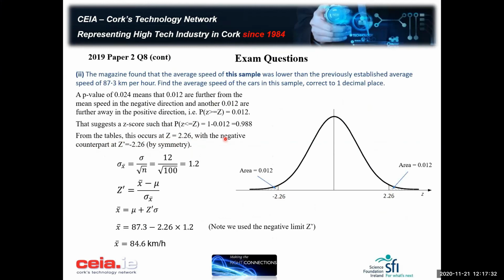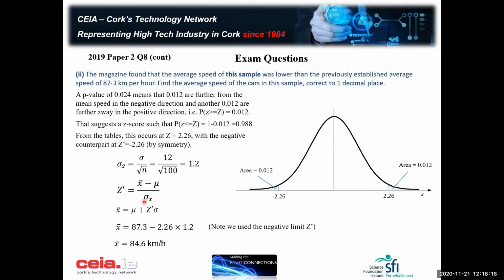Right? Now, to convert that back into a speed, you need to use the formula for converting between X and Z. In this case, though, because you're dealing with a sample, you need to use the standard deviation of the sample mean. So let's work that out first. It's sigma over root n. The sigma was 12 divided by the square root of 100, which is the sample size. You get 1.2.